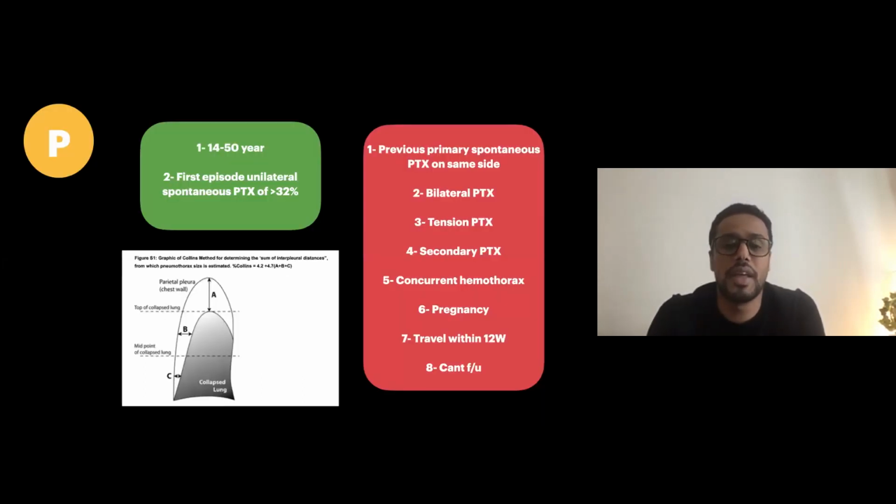The inclusion criteria in this article was any patient between 14 and 50 years old who has their first episode of unilateral spontaneous pneumothorax of more than 32%. And they used the Collins method to calculate the pneumothorax, as you can see from the graph.